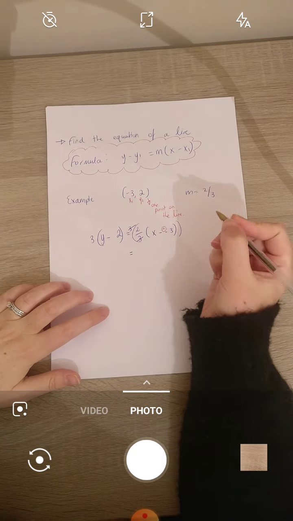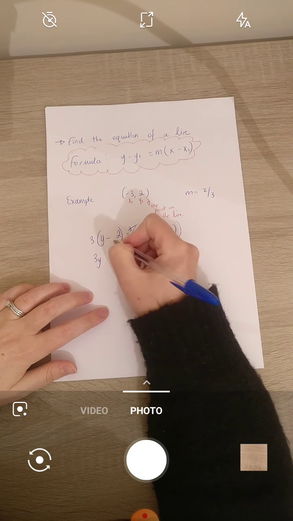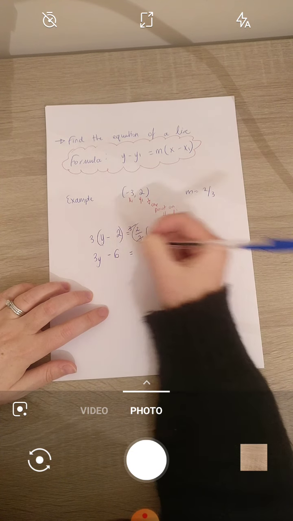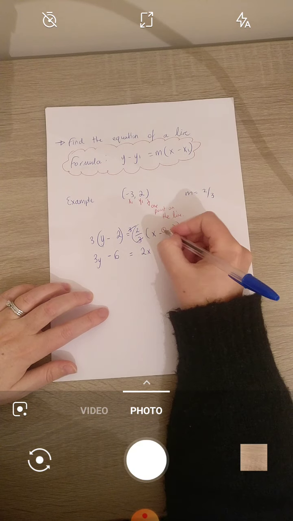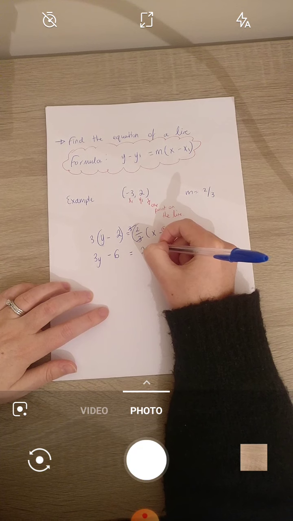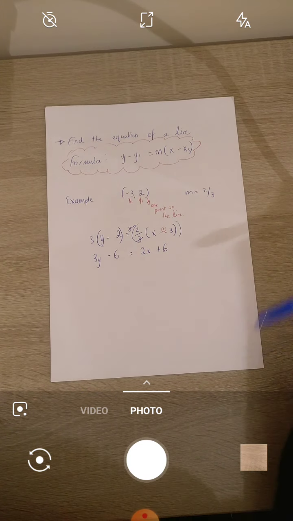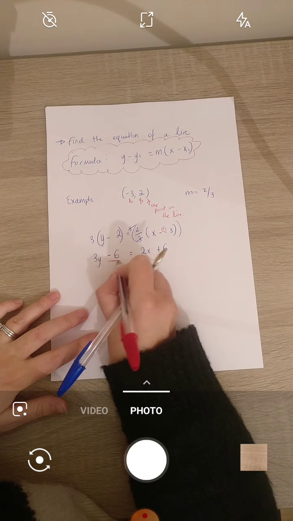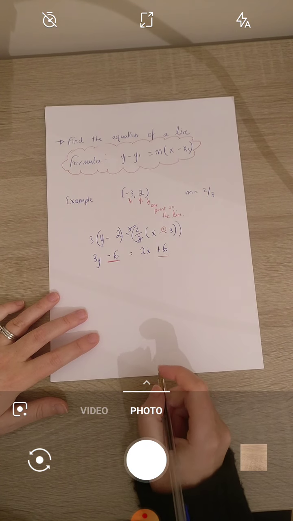So let's multiply this out. 3 times y is 3y. 3 times minus 2, plus by minus is minus, and 3 times 2 is 6. 2 times x is 2x. And remember, this was a plus 3. So 2 times plus 3 is plus 6. Now, at this point, this is not the equation of the line because we have two constants. So this needs to be simplified first.